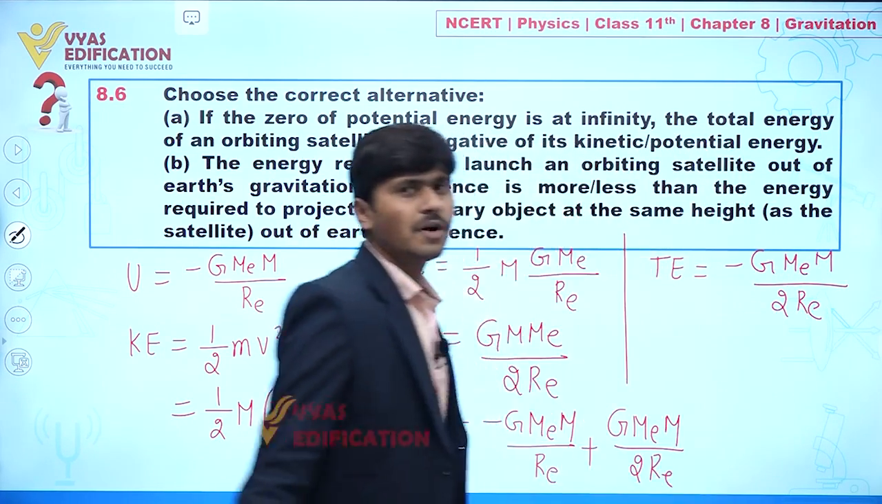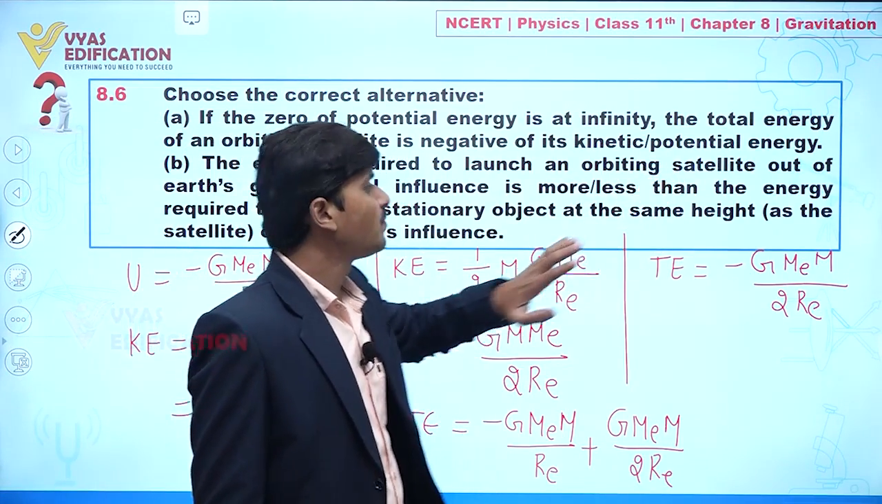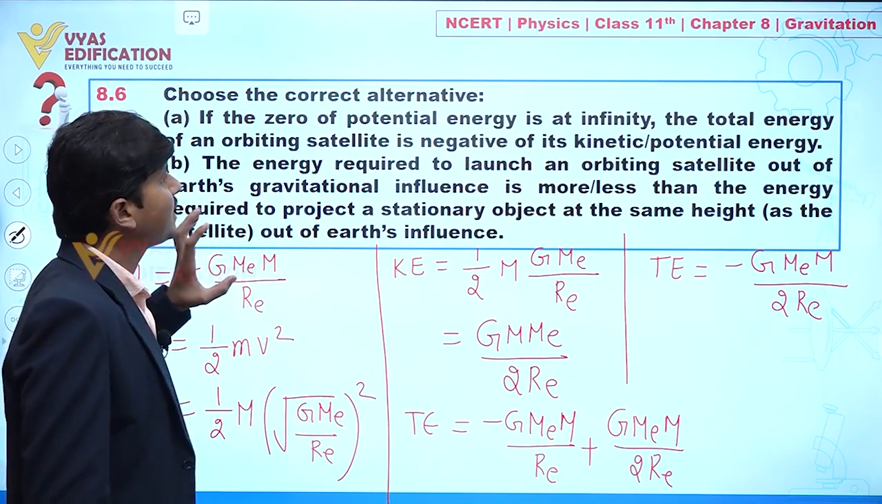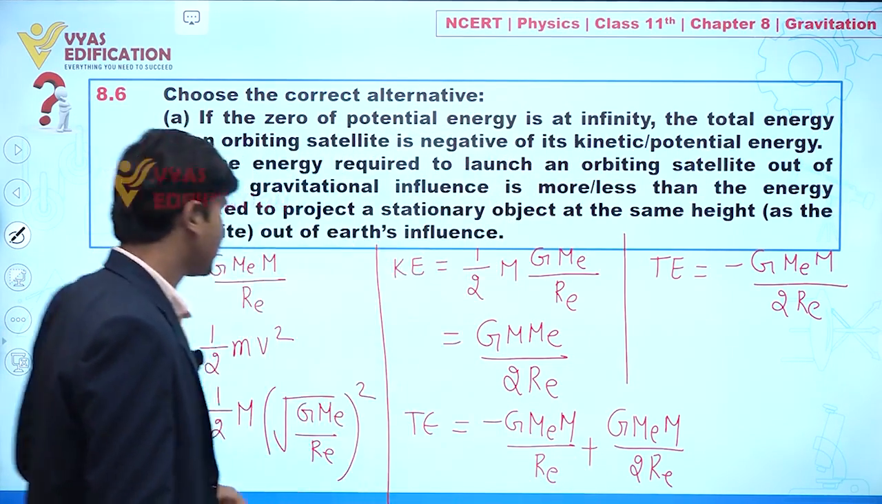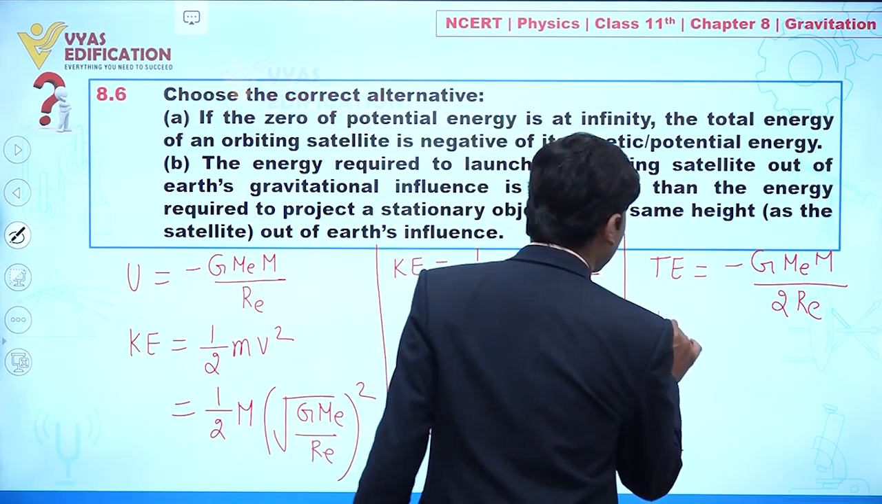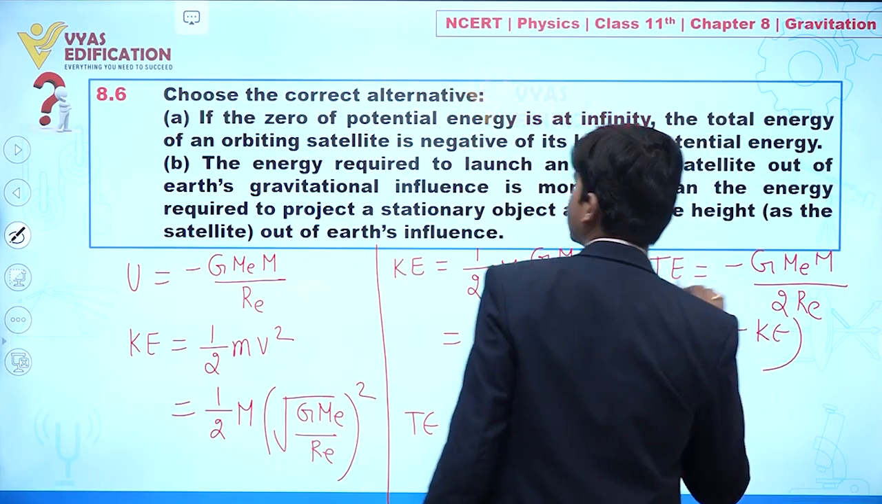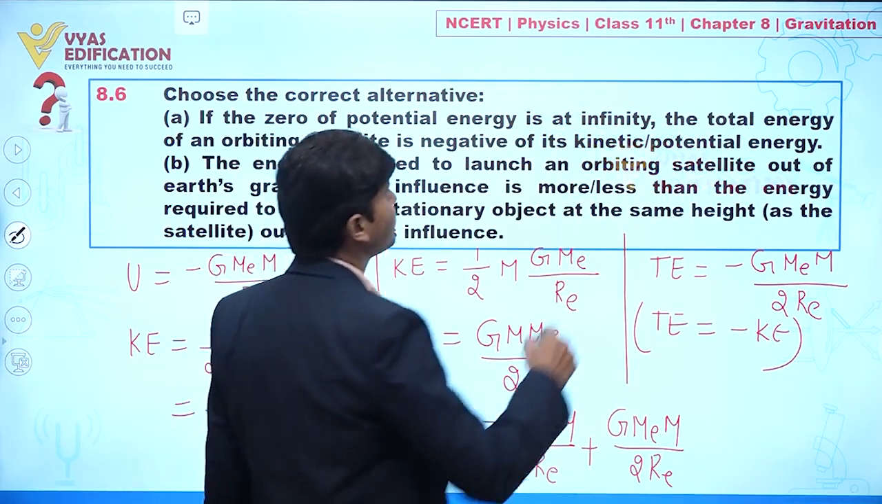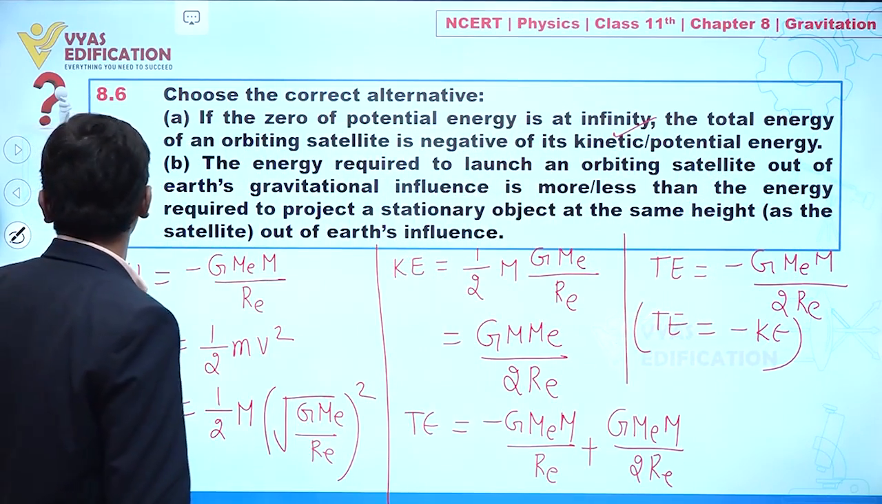Clear? So from here you can say, if I am talking about this statement, the total energy of an orbiting satellite is negative of the kinetic energy of an orbiting satellite. So I can write total energy equal to minus times kinetic energy. Clear? So the correct answer we have is negative of kinetic. Clear to you? Yes.